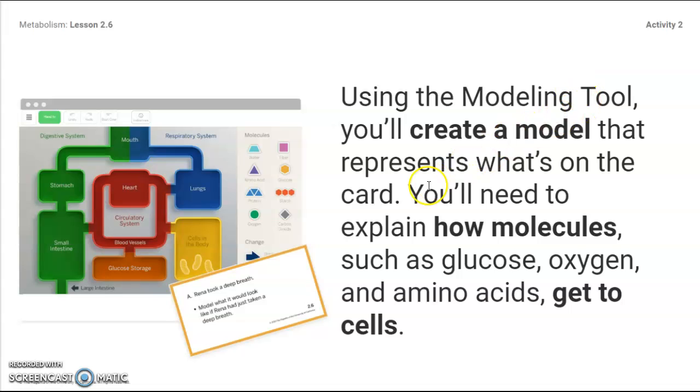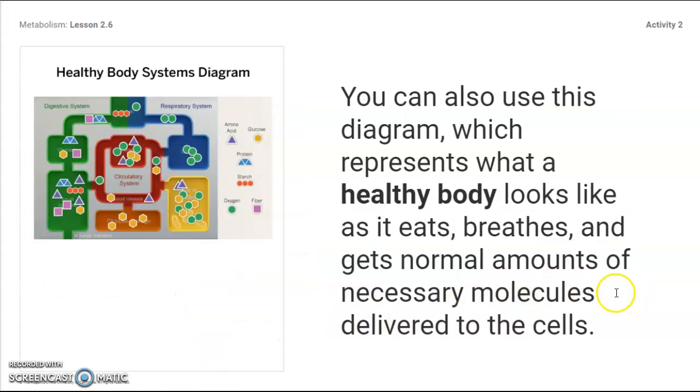So what would it look like in the system if she had just done that? So once you've created that, you'll need to explain how molecules such as glucose, oxygen, and amino acids get into the cell. You can use the diagram, which represents the healthy body, what it looks like when you eat or breathe normally, and get the right amount of molecules into your cells. So you can find this diagram in your digital resources and use it as a reference when you are playing the game.